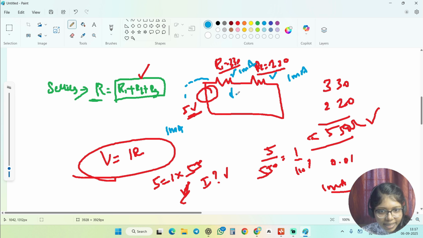The potential is only dropped. So we have been finding out the constant current value.